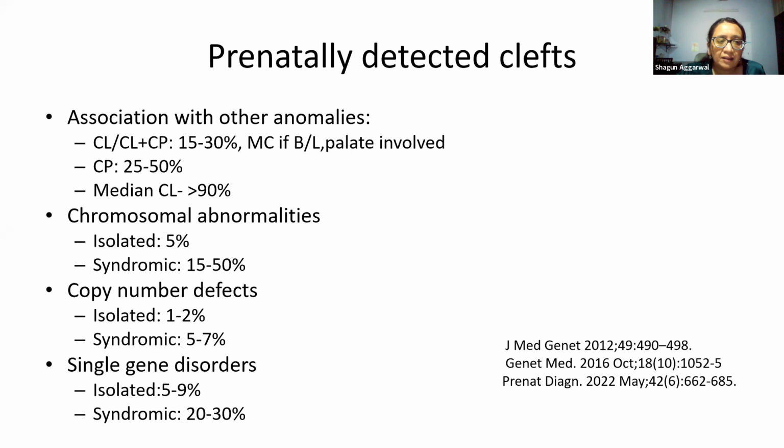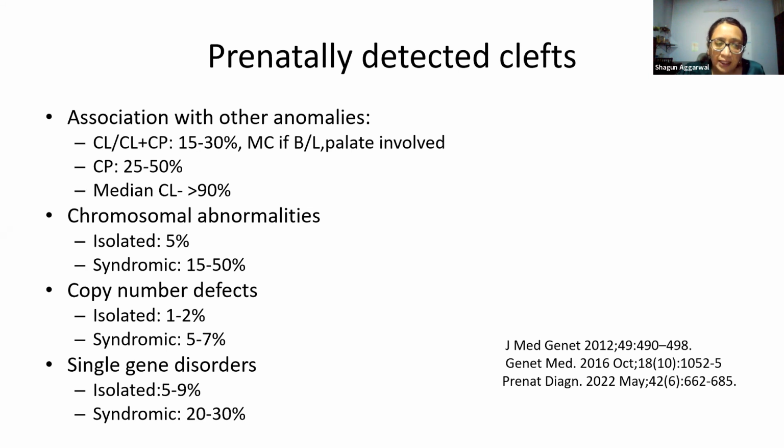So again, there are some empirical figures available. If you have only cleft lip or cleft lip with palate, whether it's unilateral or bilateral, that decides the possibility of associated anomalies. It ranges from 15 to 30% for a cleft lip or cleft lip with palate. If it's bilateral, or if the palate is involved, the percentage is higher.